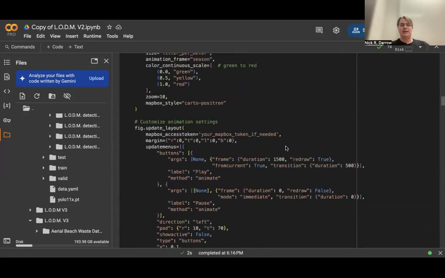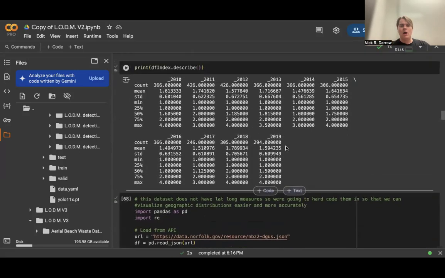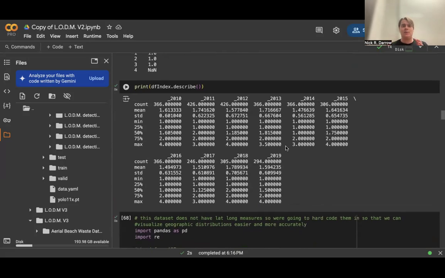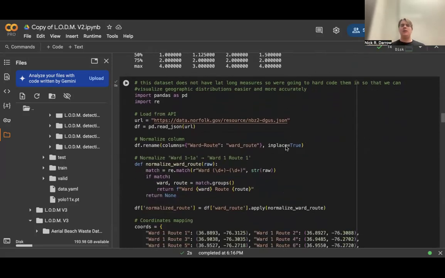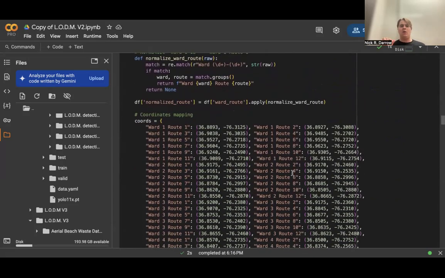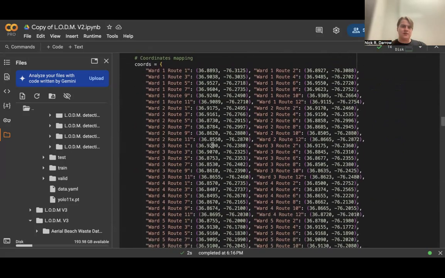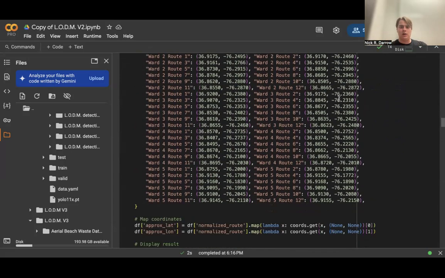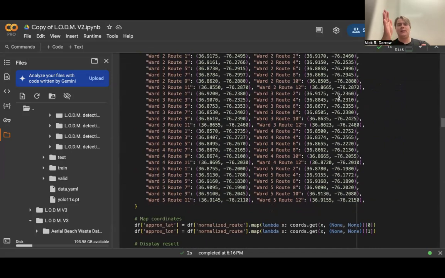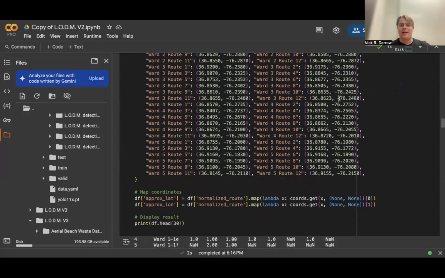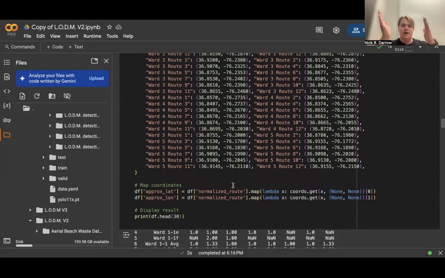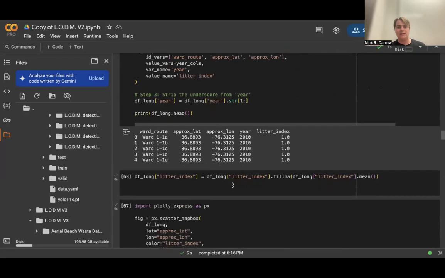Now, the next data set that I decided to go through was the litter index. This data set was a little bit harder to work with because I had to add lat and longitude measures. So what I did was I utilized AI to analyze a PDF of these different routes and tell me the approximate center of those routes. Essentially, there's about 60 routes that Keep Norfolk Beautiful went along. And what I did was map each of the latitudes and longitudes and apply that to the current data set so that I could actually map these things.